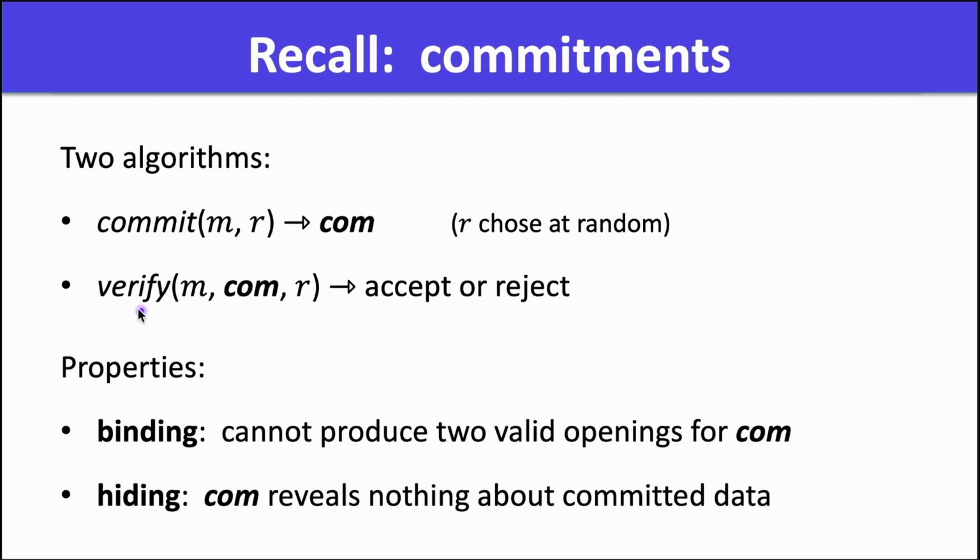Alice would then run the verify algorithm, giving it M, the commitment, and R, and the verify algorithm will say accept or reject. A commitment scheme has to satisfy two basic properties. The first one is called the binding property, which means that after Bob commits to some data, he can only open the commitment in one way. And the way we capture that is by saying that Bob cannot produce a commitment along with two different valid openings of that commitment. So that's the binding property of the commitment.